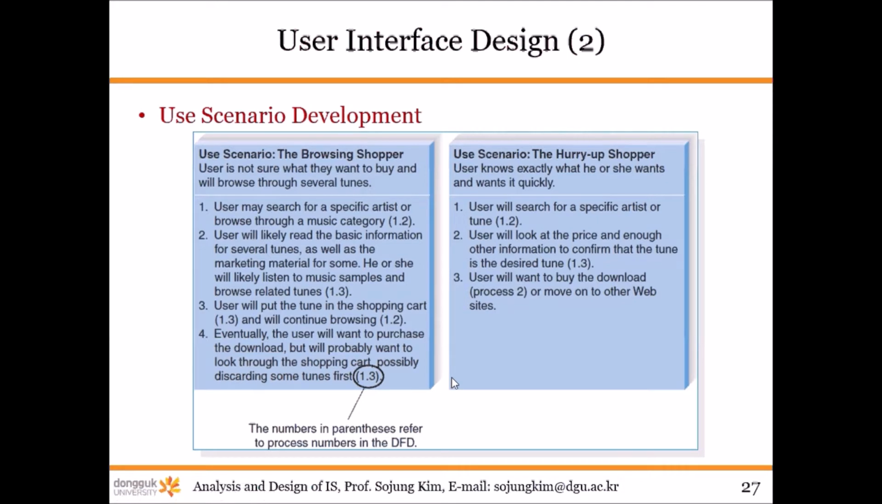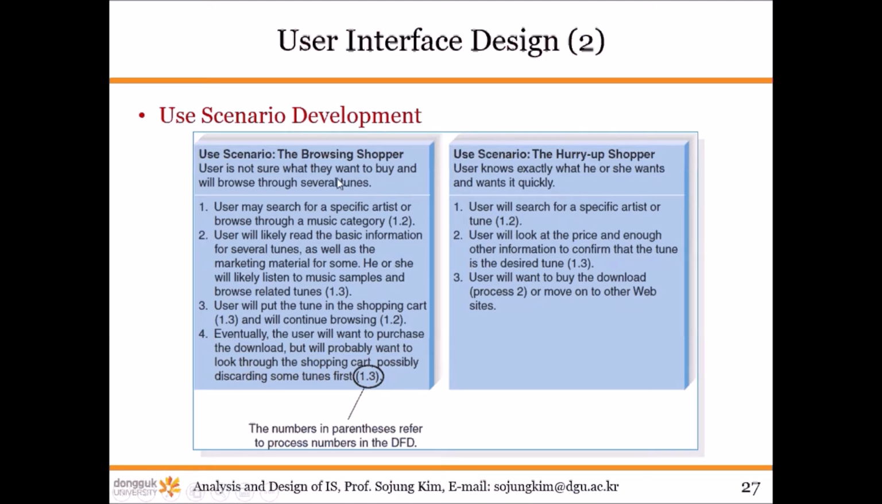User scenario development. So here, user scenario, the browsing shopper: the user is not sure what they want to buy and will browse through the several items. So basically, you need to address this kind of scenario. And another user scenario, the hurry-up shopper. So we have two shopper types, right? The user knows exactly what he or she wants quickly.